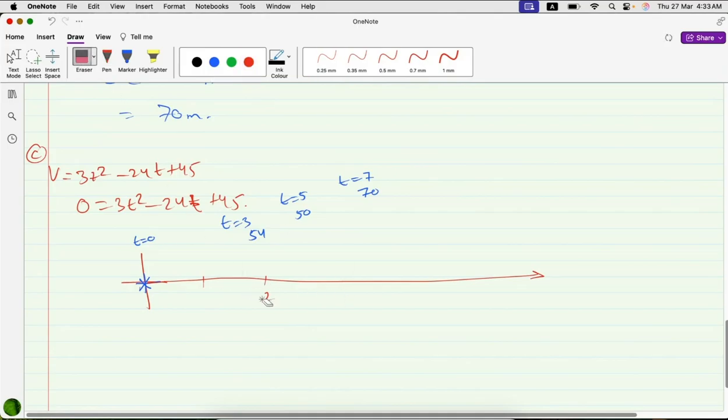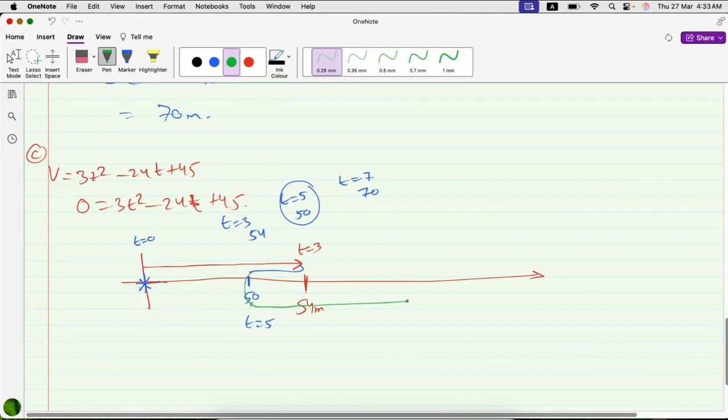So we will discuss at 3, then time 5 and then time 7. The particle is moving away from the mean position in the first 3 seconds. It is 54 meters away at time 3. But what happens at time 3? It stops and reverses its direction, and at time 5 it is actually at the 50-meter mark. Then it again stops and changes direction, and at 7 it is at the 70-meter mark.